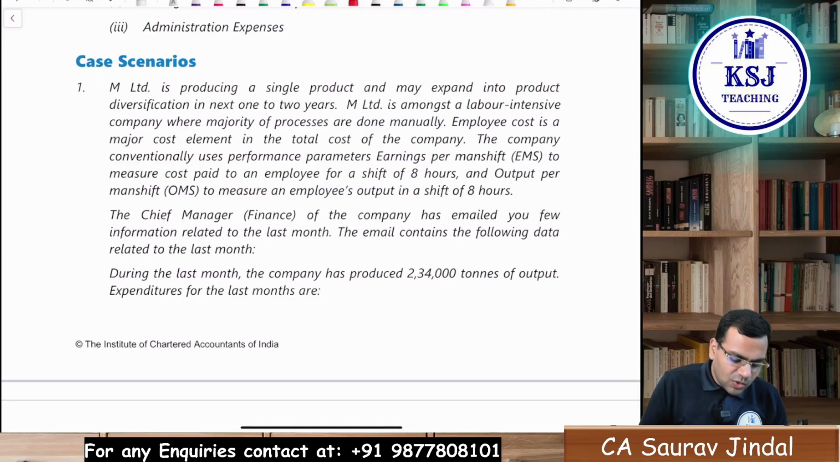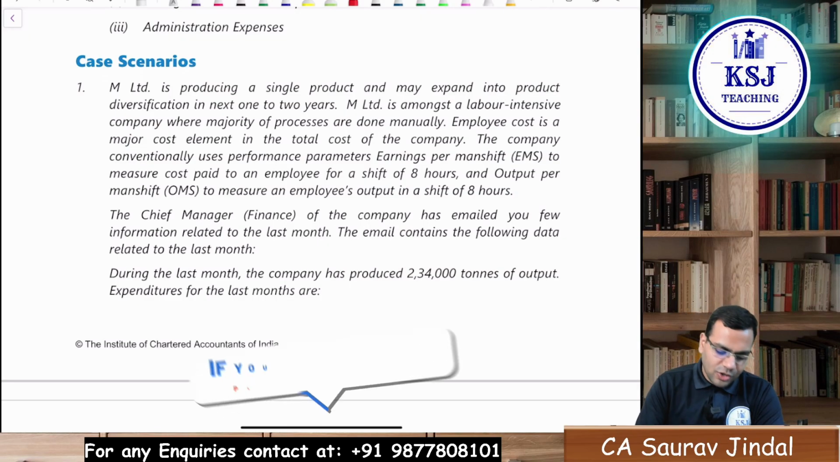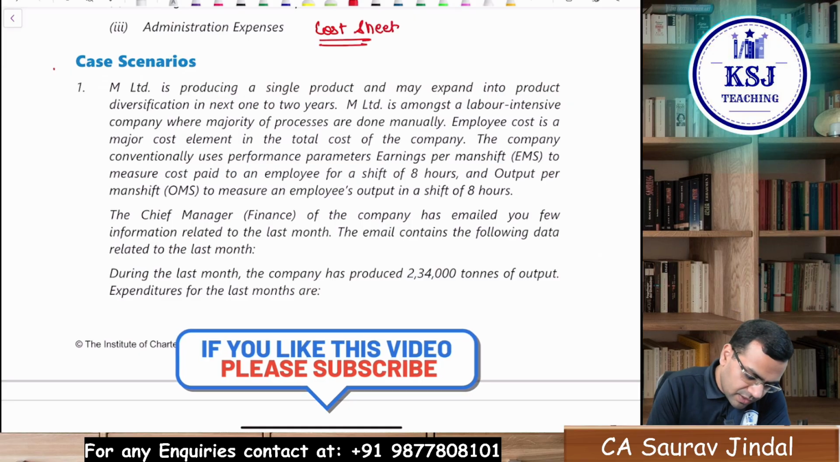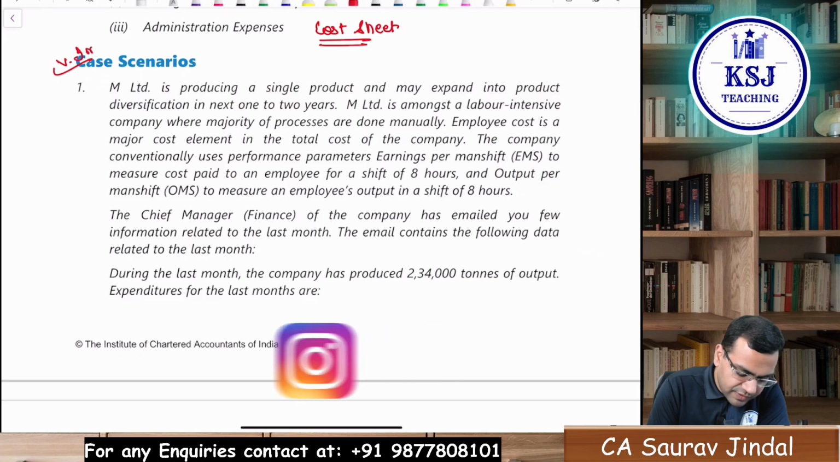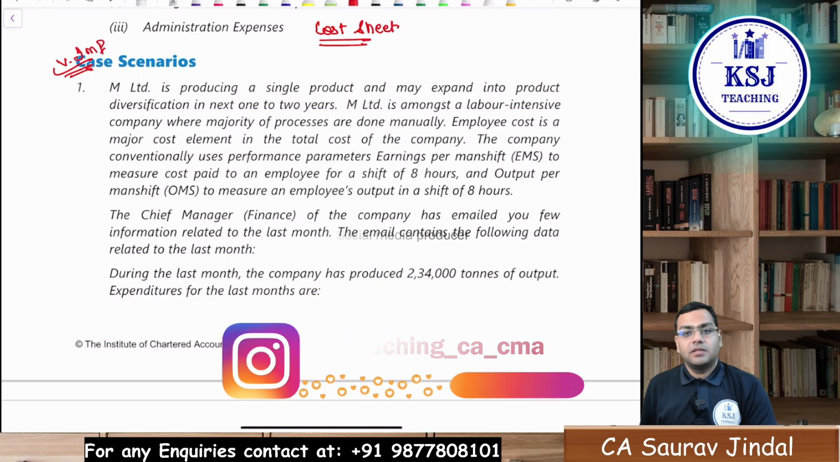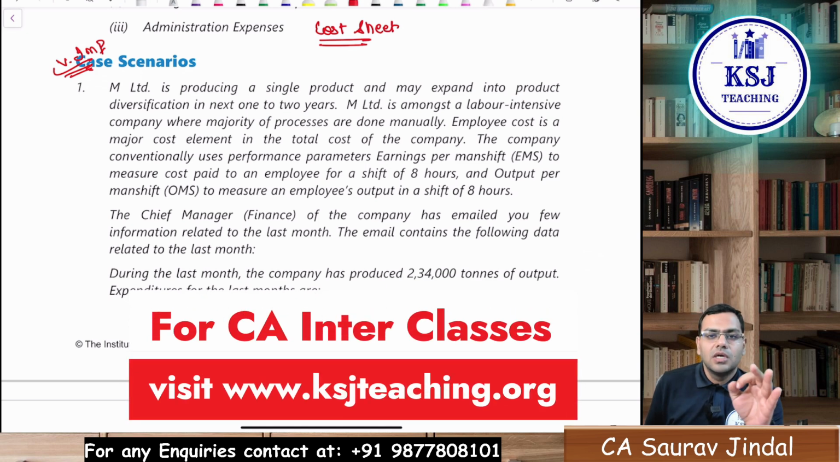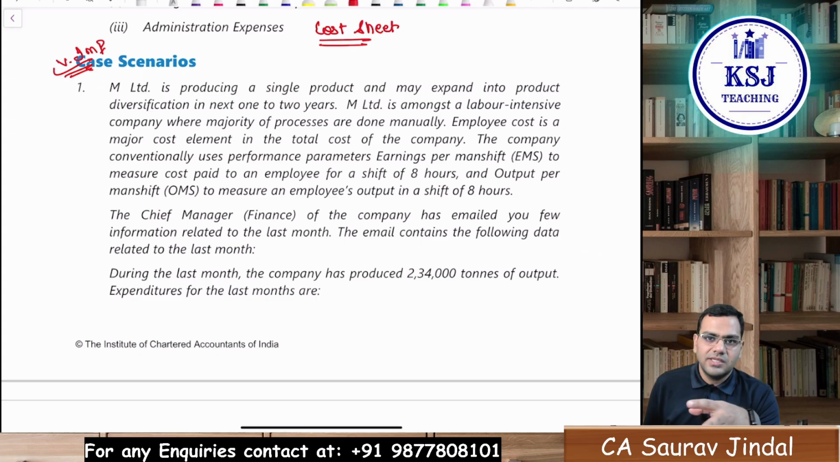Hi everyone, so let's now discuss the case scenario on cost sheet. This is a case scenario on cost sheet. Very important question, very important case scenario, very good case scenario. I am repeating again and again that with these case scenarios, do not think of it only as a case scenario. ICAI might not put this direct case scenario in the exam, but ICAI might put this as a practical problem in the exam. So what will you do?